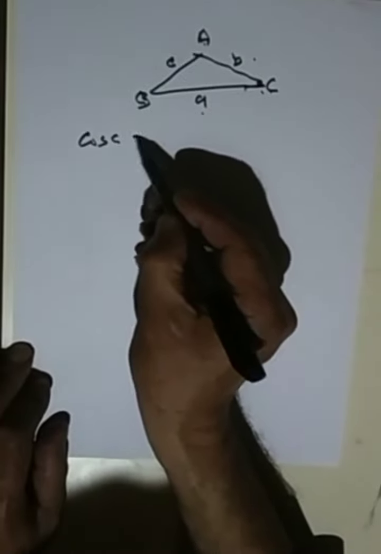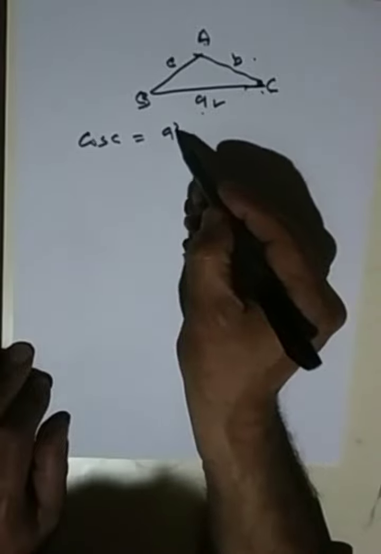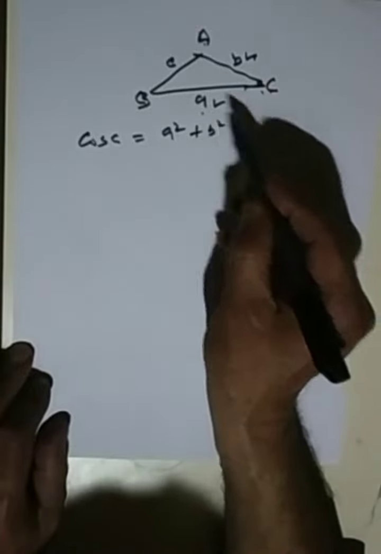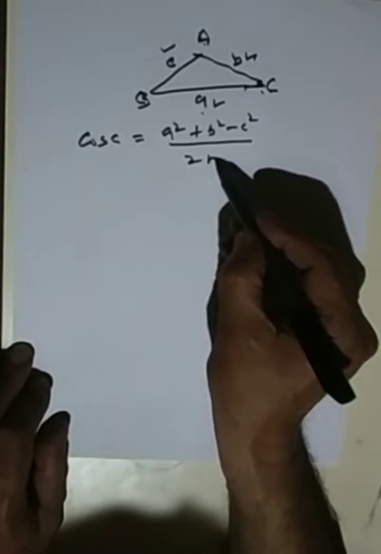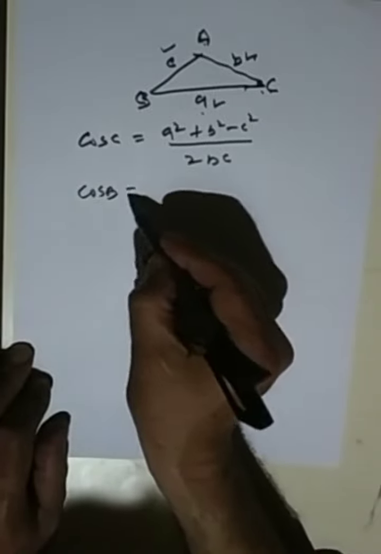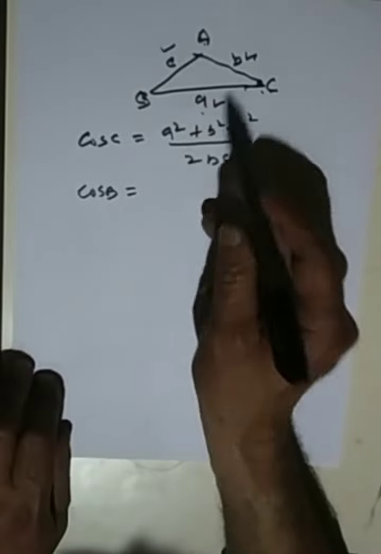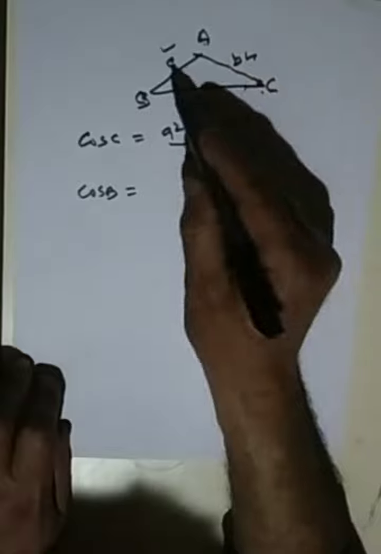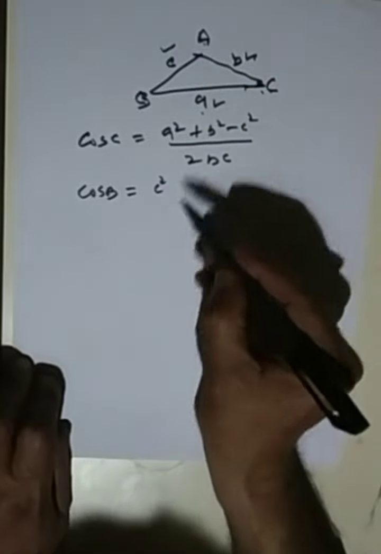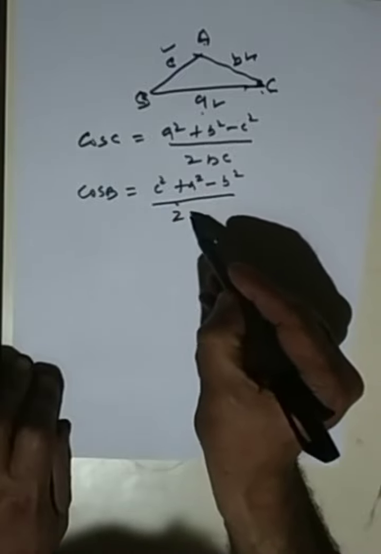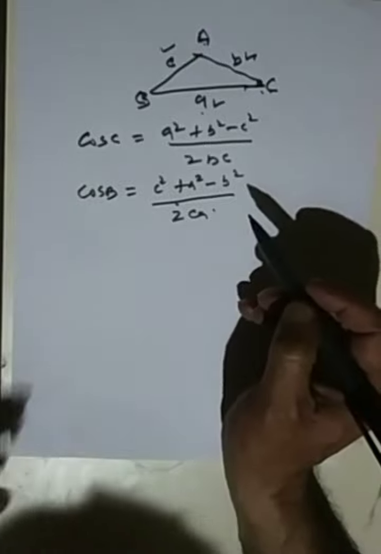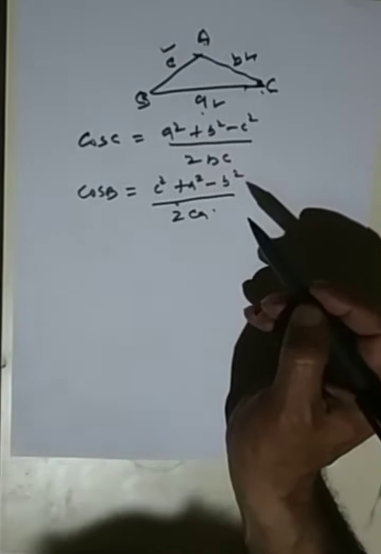ये geometry में formula है. We write cos of C. That will be equal to A square plus B square minus C square divided by 2AB. Similarly, if we want to find cos B, it will be equal to, इसका अपोजिट नहीं, that is C square plus A square minus B square divided by 2CA. So this is the geometry which we are going to use to evaluate R1 and R2.